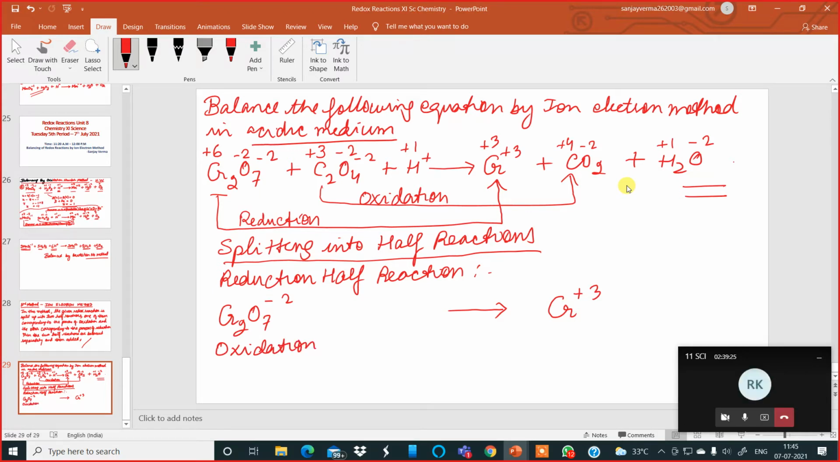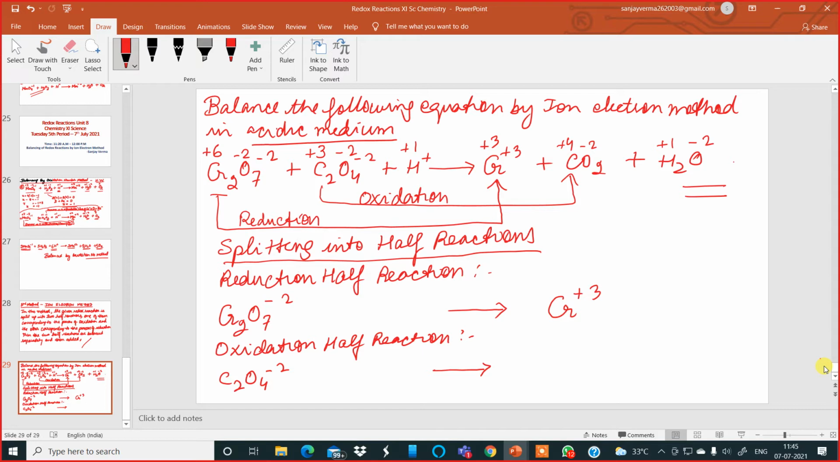Oxidation half reaction. Oxidation half reaction, I am writing it down. It is oxalate ion, C2O4 minus 2, with a lot of space in between, then an arrow, and it is becoming Cr plus 3. It is becoming CO2, carbon dioxide. So I'll write over here carbon dioxide.